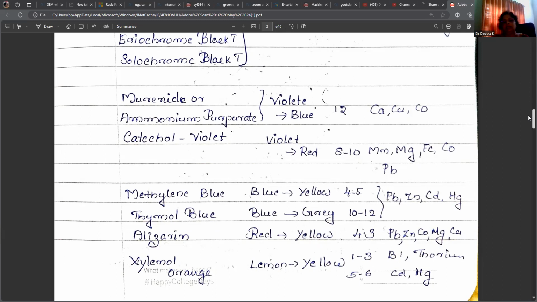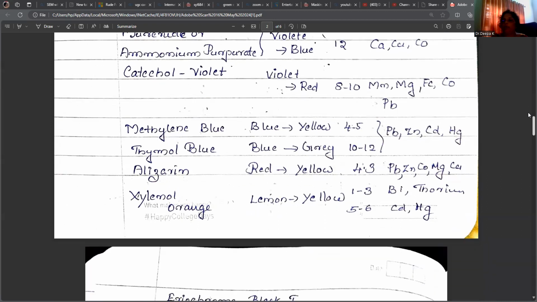Xylenol orange is another commonly used indicator, which is also used in acid-base titrations. The difference is that when xylenol orange is used in the pH range 1 to 3, it can be used to detect bismuth and thorium. Otherwise, if the pH changes to 5 to 6, it can be used for the detection of cadmium and mercury. And the color change of xylenol orange is from lemon yellow to yellow.